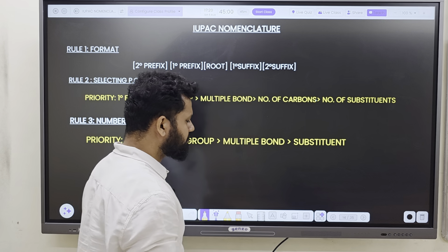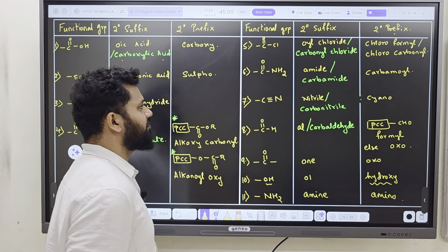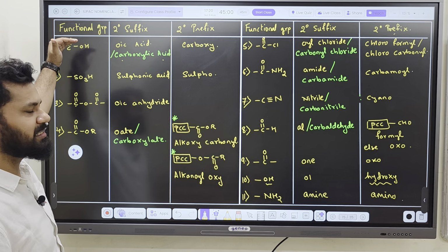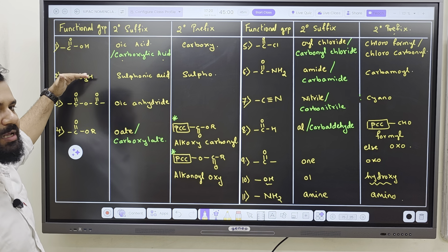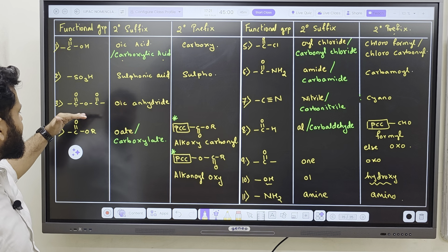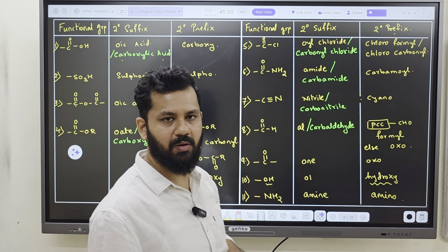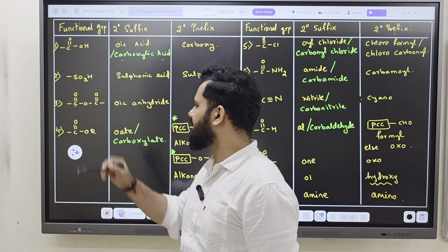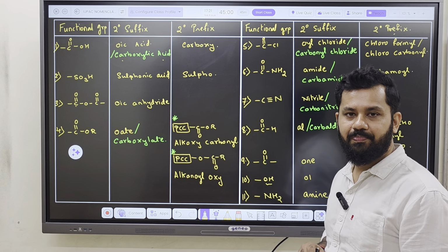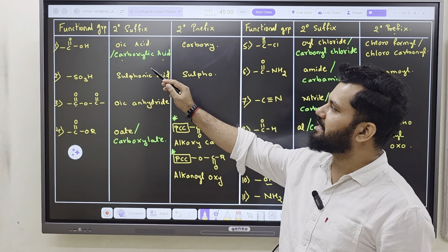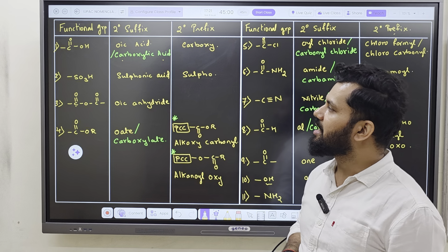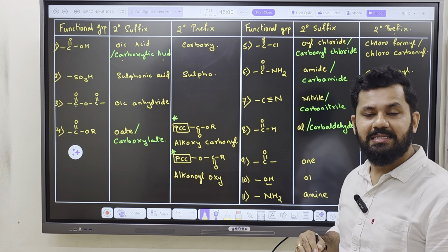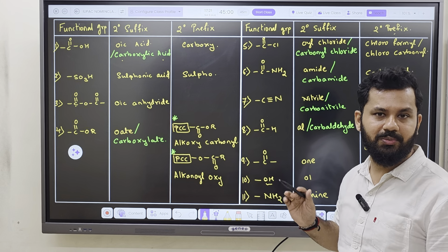Before we move ahead, we need to make ourselves familiar with this priority order in which carboxylic acid gets the highest priority, then sulfonic acid, then anhydride, then esters, and so on. What it means is that if in a given compound you have two functional groups, let us say a carboxylic acid and an alcohol, then since carboxylic acid is placed higher in the priority list, carboxylic acid becomes our primary functional group and alcohol would become my secondary functional group or simply a substituent.